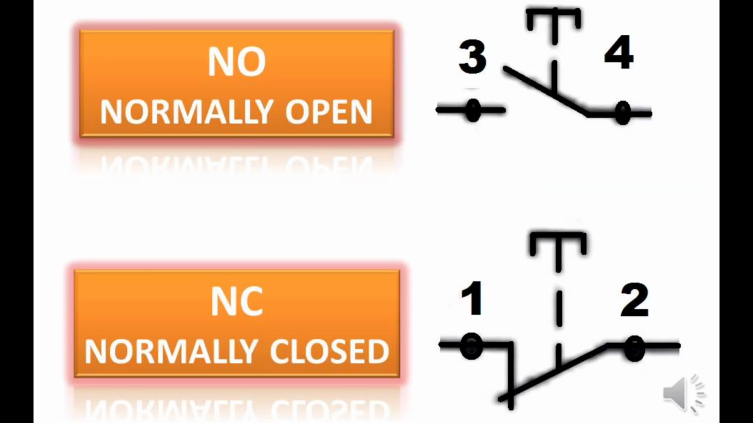Before starting, you should know about NC and NO. NC stands for normally closed, which means in simple terms, when the contactor coil is not energized, this contact is closed, and when the contactor coil is energized, it will be open. NO stands for normally open, which means when the contactor coil is not energized, this contact is open, and when the contactor coil is energized, it will be closed.